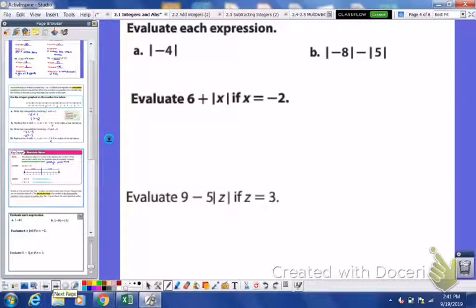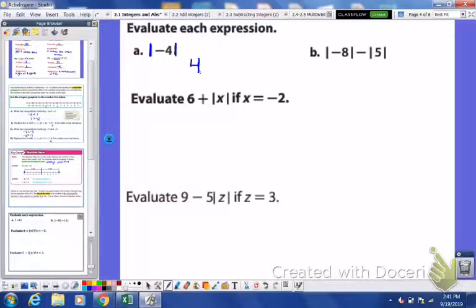Okay, so evaluating each expression. The absolute value of -4. Anytime we see these absolute value lines, I want to think about how far away from 0 on the number line -4 is. Well, it is 4 units away. So our absolute value of -4 is 4.